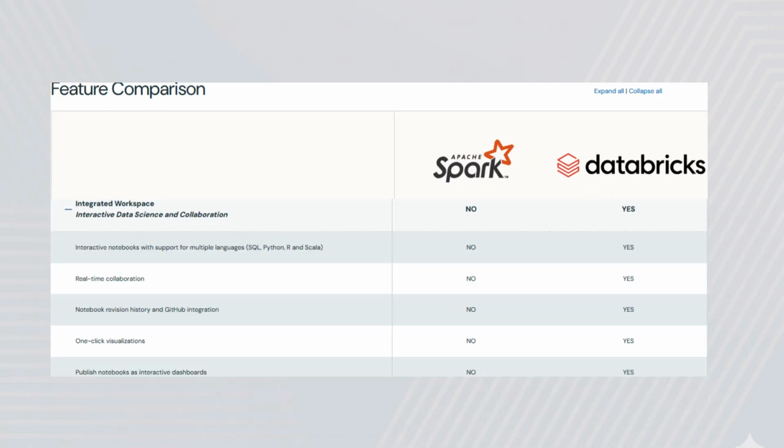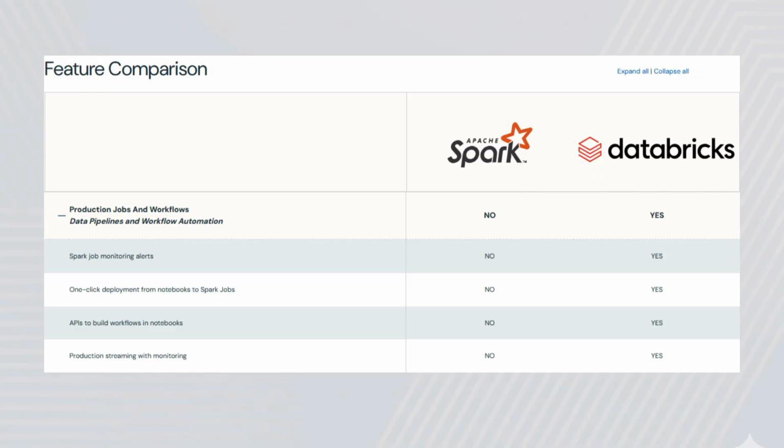Now let's look at this integrated workspace feature. Databricks gives you an integrated web UI for notebooks, dashboards, comments, and built-in version control. With standalone Spark, you need to set up your own notebooks or integrated development environments, file sharing, and Git hosting in order to collaborate. We then have production jobs and workflows.